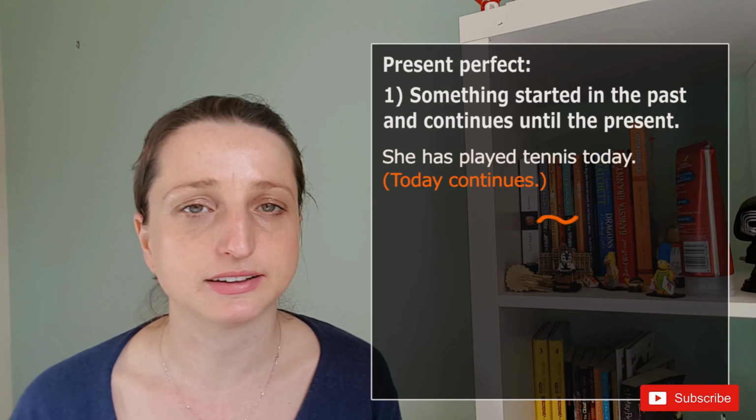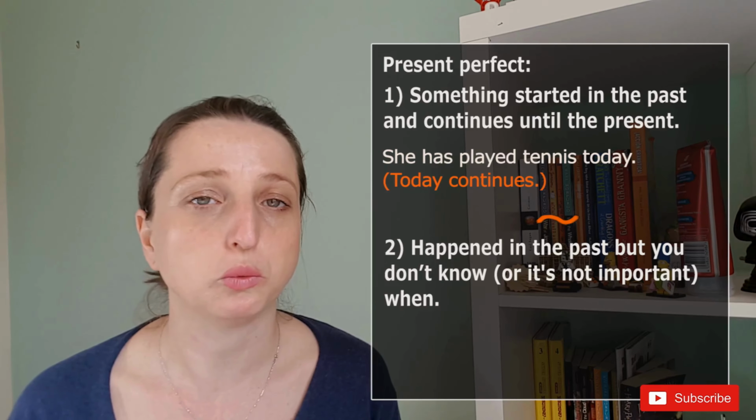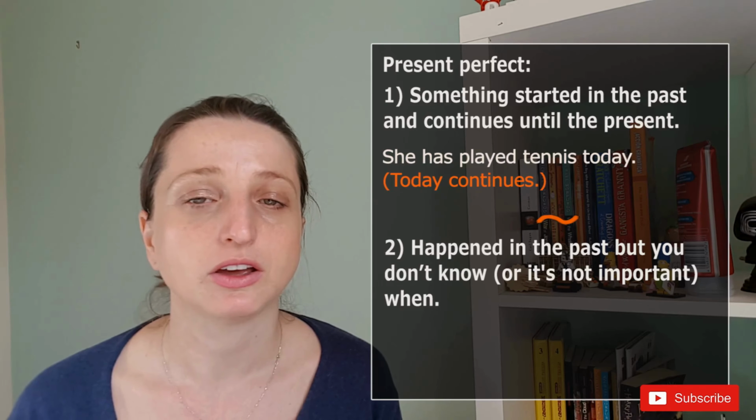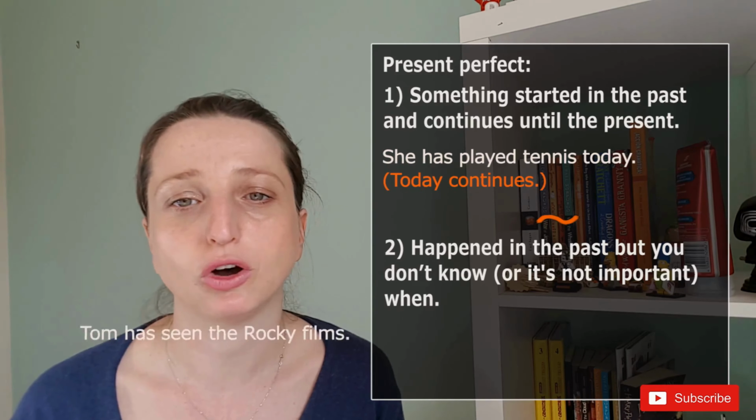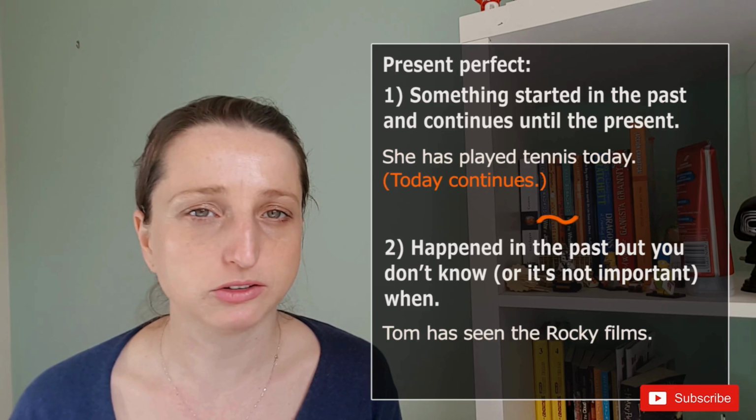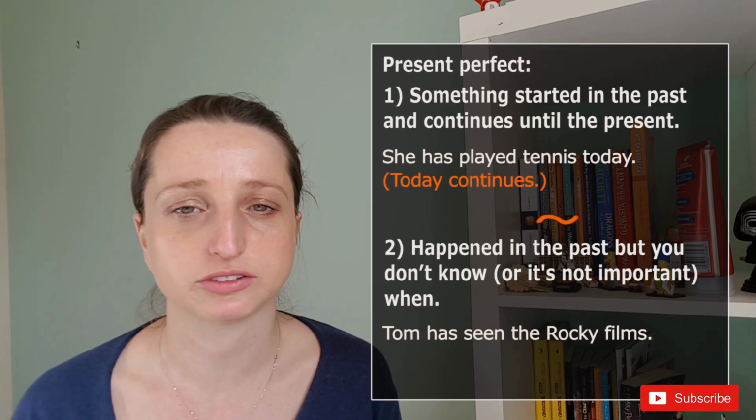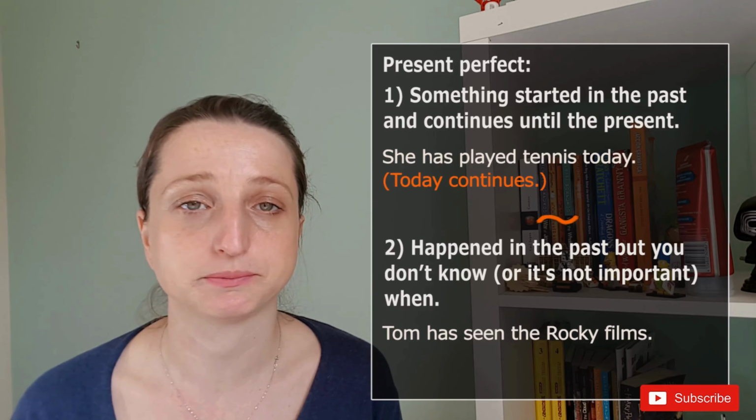And the second is to express that something happened in the past, but you don't know when it happened, or it is not important. For example, Tom has seen the Rocky films. We don't know when Tom saw the Rocky films, and it is not important. The important part is that he has seen them.